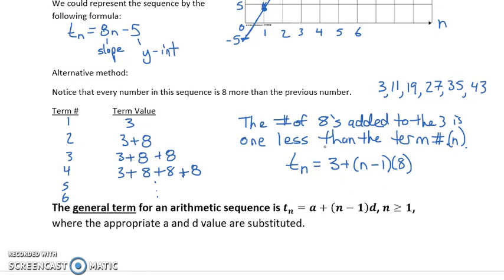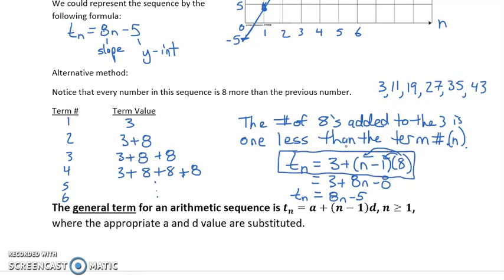Now we can expand that. That gets 3 plus, and we use the rainbow rule or the distributive property as it's more mathematically pronounced, 8n minus 8, and then that simplifies to 8n minus 5, which is exactly what we had from doing it above. However, we're going to find that this method is going to come in very useful for many of the questions that we're doing.